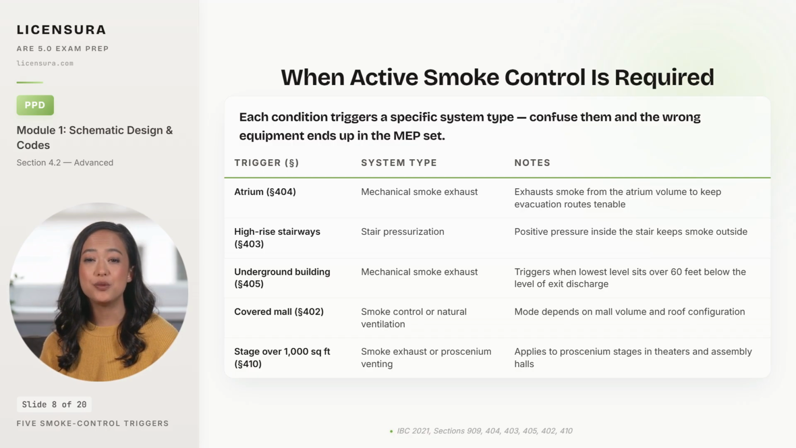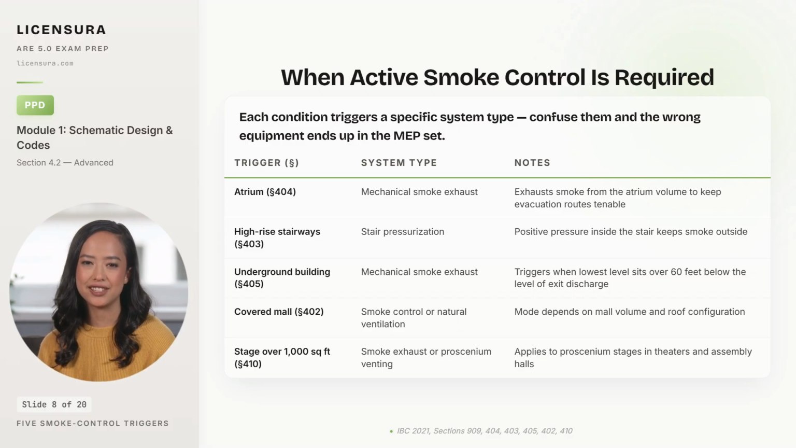Underground buildings under Section 405 trigger when the lowest level sits more than 60 feet below the level of exit discharge, and the response is mechanical smoke exhaust. Natural ventilation cannot reach that depth. Covered malls under Section 402 take either smoke control or natural ventilation, depending on mall volume and roof configuration. Stages over 1,000 square feet under Section 410 demand smoke exhaust or proscenium venting because the fly loft above the stage is a chimney waiting to feed smoke into the audience. Match the trigger to the system on the schematic narrative, and the MEP engineer gets a clean handoff.